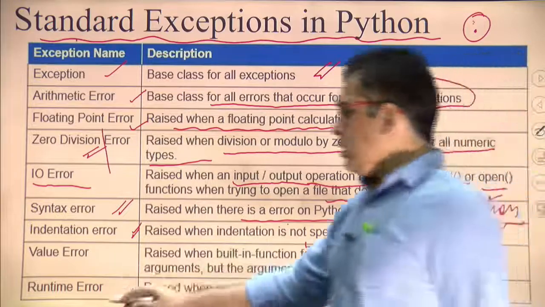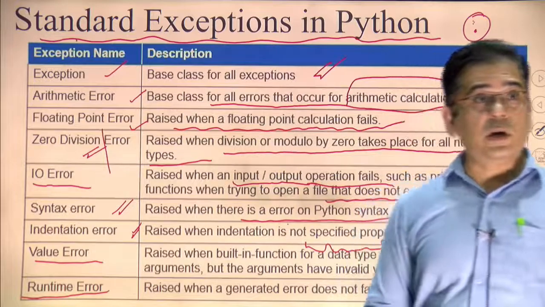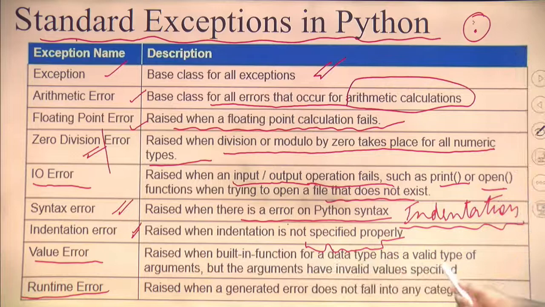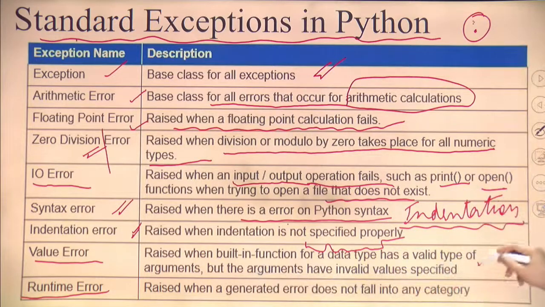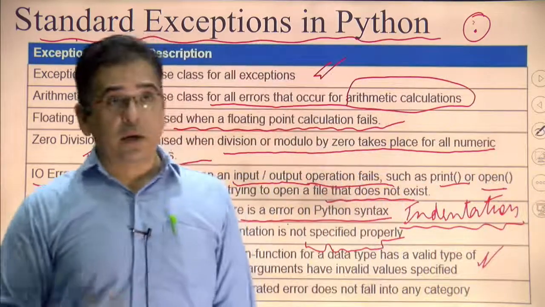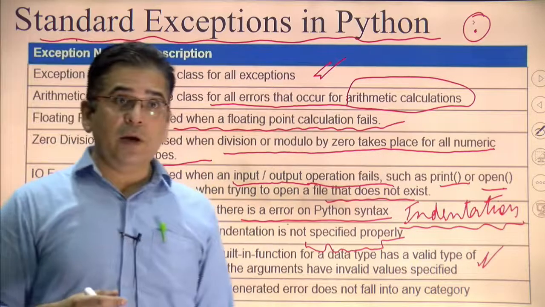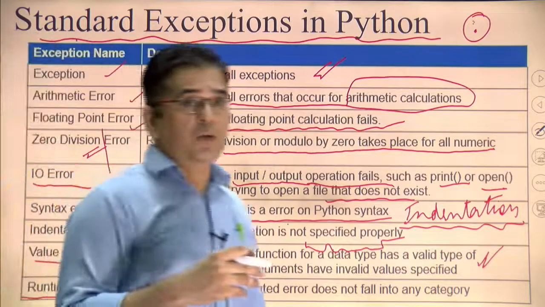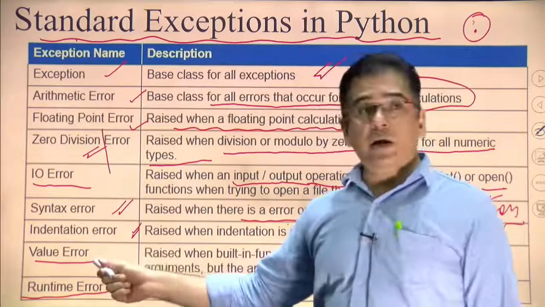Then the value error and runtime error. These two errors are kinds of exceptions which generally occur in Python. Value error is raised when a built-in function for a data type has a valid type of argument, but the argument has an invalid value specified. Like you have defined an integer variable and you are passing a character value inside it, or you have defined a floating point variable and are passing an integer value inside it. So if you are passing the wrong type of value within a built-in function or built-in data type of Python programming, then this value error may arise.